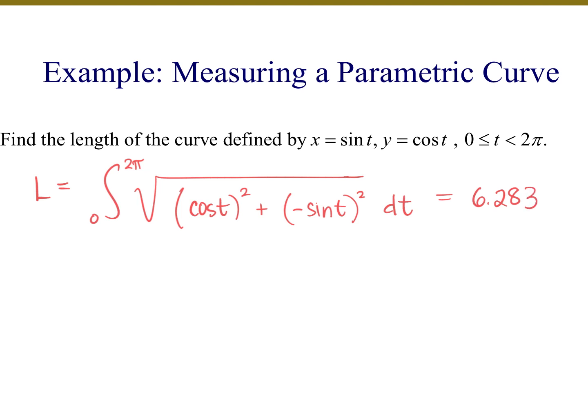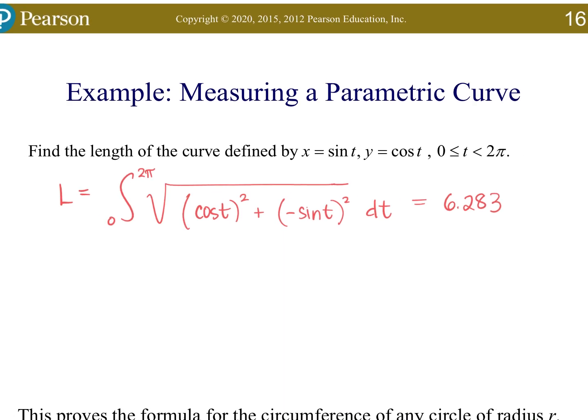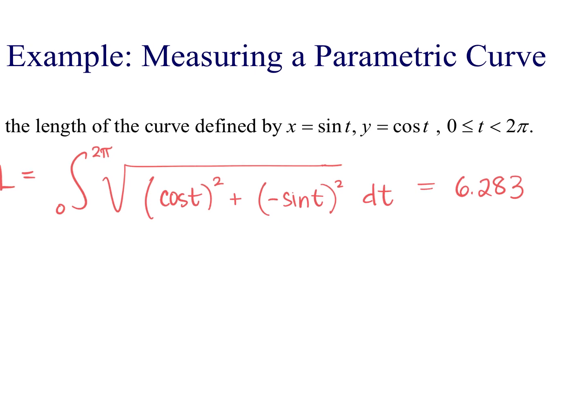Okay. Does that number ring a bell? If pi is 3.14159, then this is 2 pi. Okay. Now, let's see, what does the shape of this look like? It's a circle.